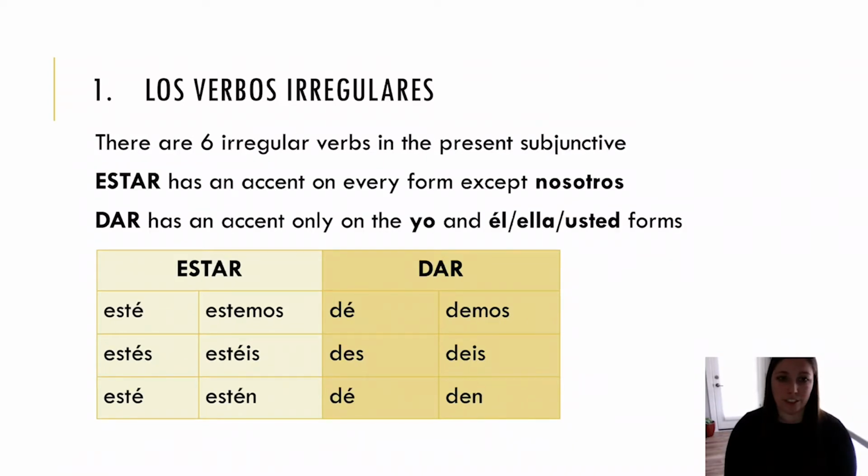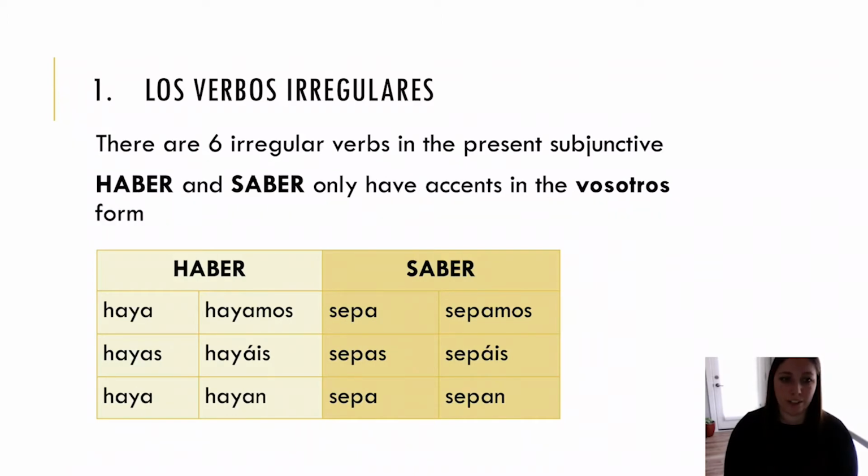The next 2 of our 6 irregular verbs in the present subjunctive are estar and dar. Estar has an accent on every form except for nosotros. And dar has an accent only on the yo and el, ella, usted forms. The final 2 of the 6 irregular verbs in the present subjunctive are haber and saber. They only have accents on the vosotros form.